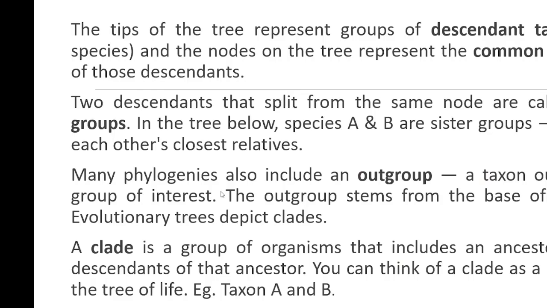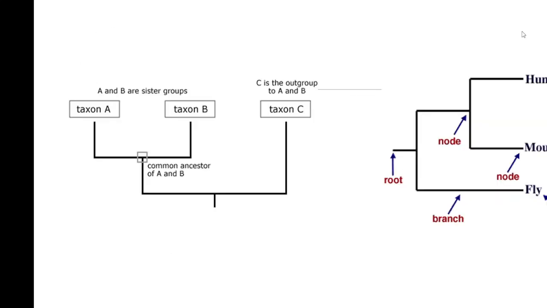Now what is mentioned here is that tips of the tree represent descendants. Descendant means what is formed, what is evolved as a result of evolution. So descendant taxa, normally we call it a species. So here you can say that this is one species and we call it taxon A, and here there is another species, we call it taxon B, and there is also one more species which we call taxon C. So these are the tips of the tree. Here one species is there, here another species, here a third species.